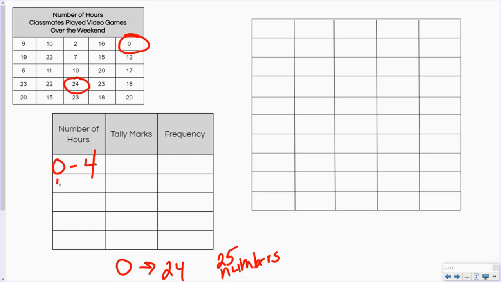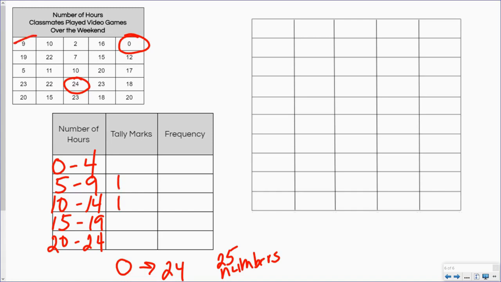Then my next one would start at 5, and again, go up 4 numbers, which would go to 9. Next one would start at 10, go up 4 numbers to 14. Start at 15, go up 4 numbers to 19. Start at 20, go up 4 numbers, and go to 24. Now I'm going to make my tally marks. So my first one is 9, so I put a tally mark here. I'm going to cross off so I can keep track.